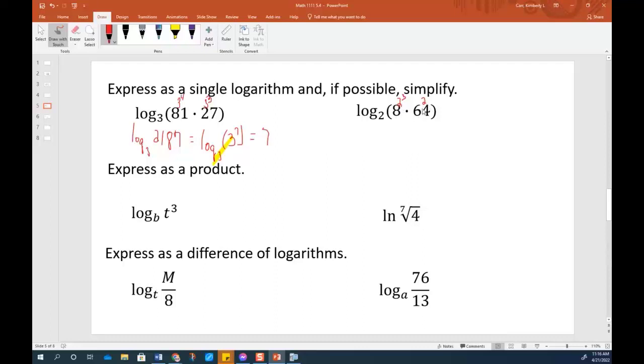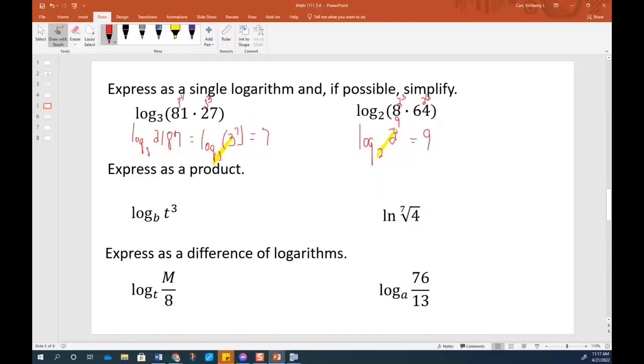64 is 8 times 8, so that's 2 to the 3rd times another 2 to the 3rd. So that's 2 to the 6th. So this is essentially then log base 2 of 2 to the 9th. And again, you can see that the base of the logarithm and the base of the exponent are the same. And this one is equal to 9.